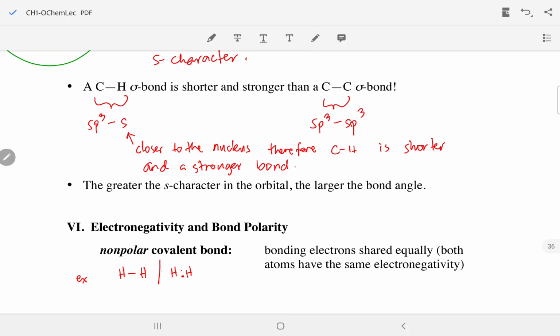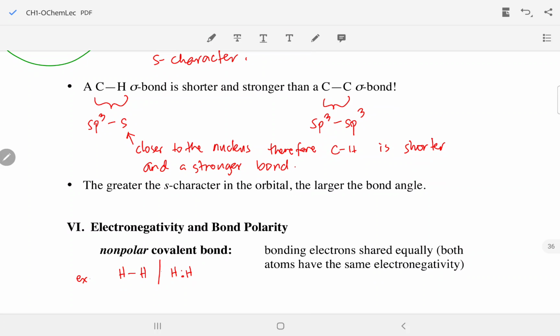Okay, so a CH sigma bond is shorter and stronger than a CC sigma bond. Okay, because the s orbital of the hydrogen is closer to the nucleus, therefore CH is stronger and shorter, and a stronger bond because CH has sp3 and s orbital interaction while the CC bond has both sp3 interaction. Always remember that the greater the s character of the orbital, the larger is the bond angle. So we now go to electronegativity and bond polarity.